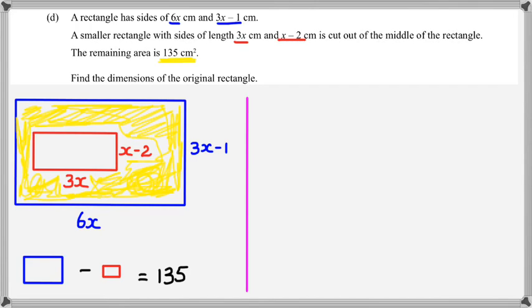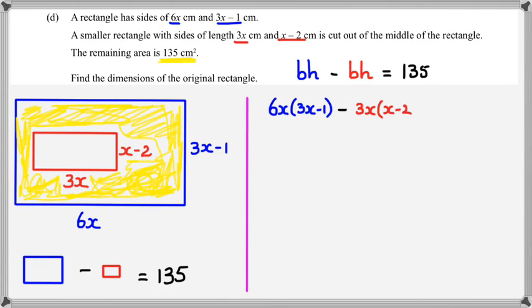We know the formula for the area of a rectangle is base times height. So we've got the blue base times height minus the red base times height, which should equal 135. Substituting my variables, I've got 6x as the base for the blue rectangle, multiplied by 3x minus 1, which is the height for the blue rectangle, minus, now looking at the red rectangle, the base is 3x, multiplied by the height, which is x minus 2, and I'm going to put those two things in brackets. That equals 135. Now that we've set up this equation, we just need to expand, simplify, and solve.